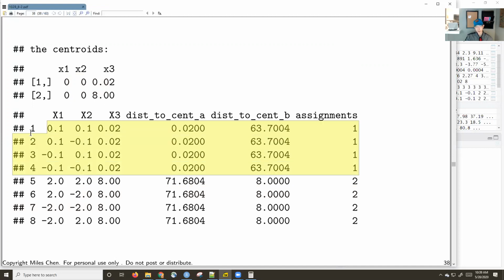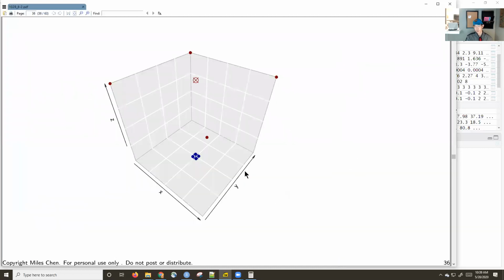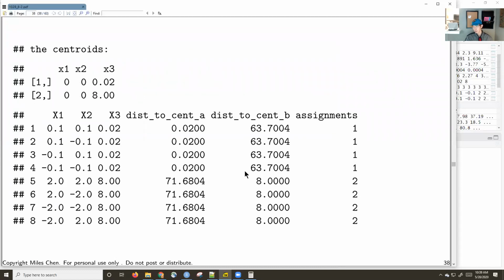So if we reassign points, we would end up with the same assignments. These 4 end up in the first centroid. These 4 end up in the second cluster. And because none of the assignments have changed from here to here, we would say it has converged. Oh man, it's already 10:40. Okay, so that was how it works when we transform it and then we calculate the distances, right?